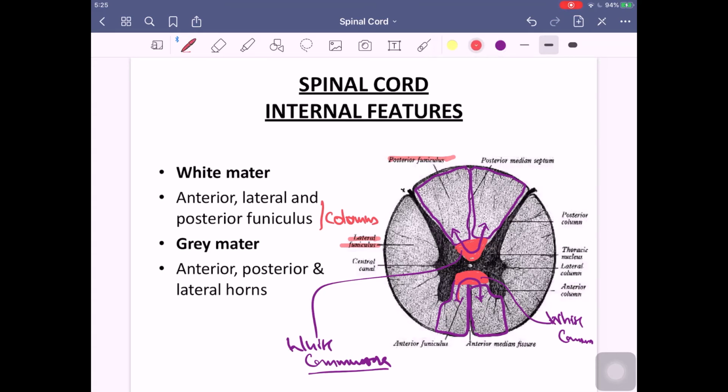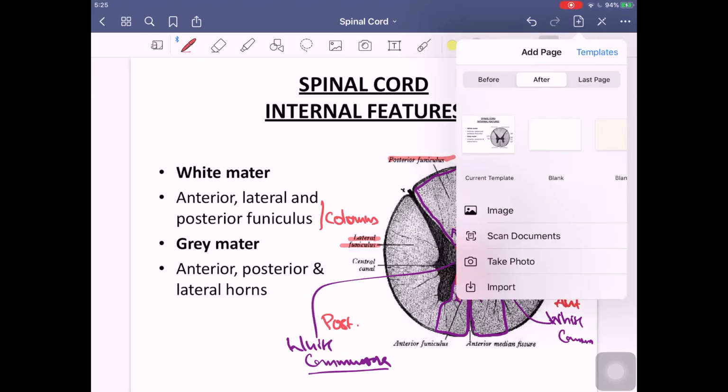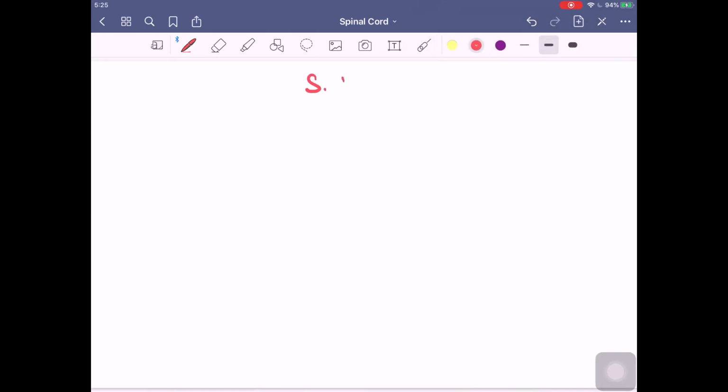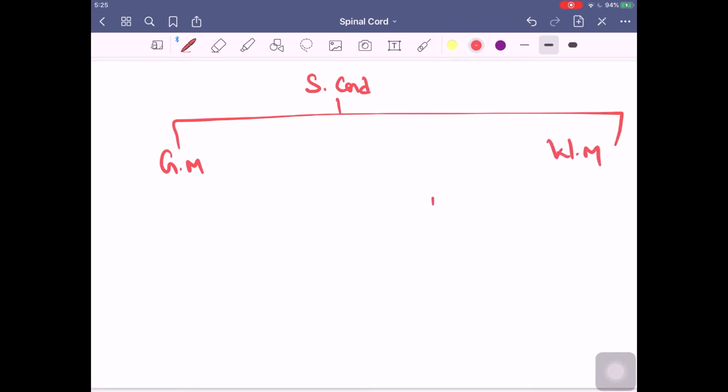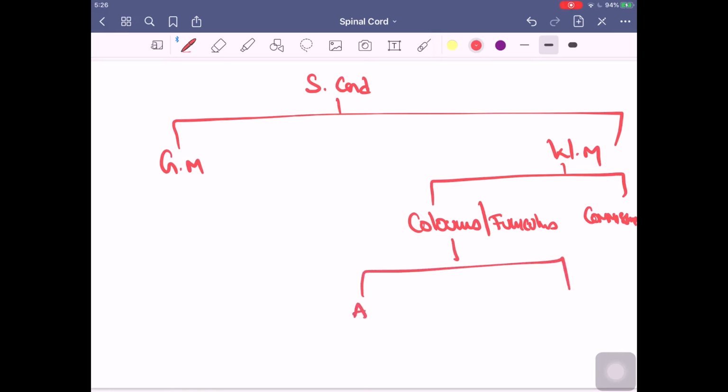Since there are two, one is in front of the central canal and the other is behind the central canal. The one in the front is called the anterior white commissure. The one behind is called the posterior white commissure. So thereby you can say this is the white matter. We can divide the spinal cord internal features into gray matter and white matter. White matter can be divided into columns, also called funiculus. Other than that, you also have the division in front of and behind the central canal as a commissure.